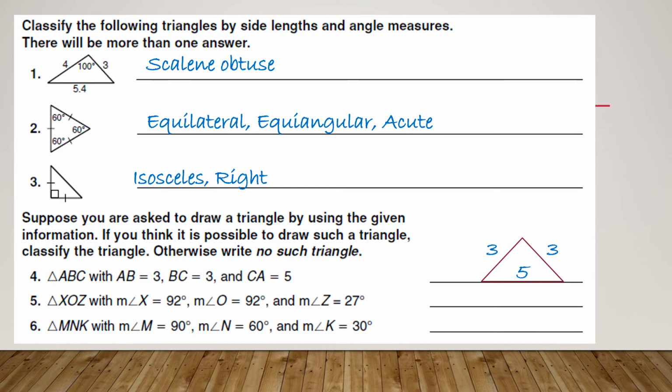Number 5, here's a triangle XOZ with measure of angle X 92, measure of angle O 92, and measure of angle Z is 27. If you tried to sketch this, it's impossible to do because a triangle must add up to 180 degrees, and 92 and 92 should be ringing some sort of an alarm because that's 184. So there's no way I could make a triangle because it wouldn't be able to close. This would be a quadrilateral potentially, or something that's not able to come to a peak, meaning these two angles wouldn't be able to come to a peak up there.